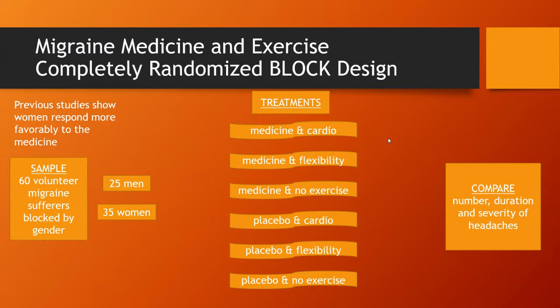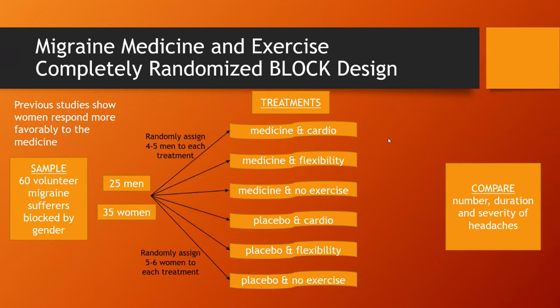Okay. So to avoid all of one gender being given all of the medicine group or all the placebo group, we block. So then what we're going to do is take a few men and a few women and put them into each treatment group. So we're going to randomly assign, say, 4 to 5 men to each treatment group and 5 to 6 women to each treatment group. So now I know that some men and some women are going to get the medicine and the placebo. So that previous study that showed that women respond more favorably to medicine, I've kind of evened it out a little bit on my assignment of treatments, by blocking the men and the women.